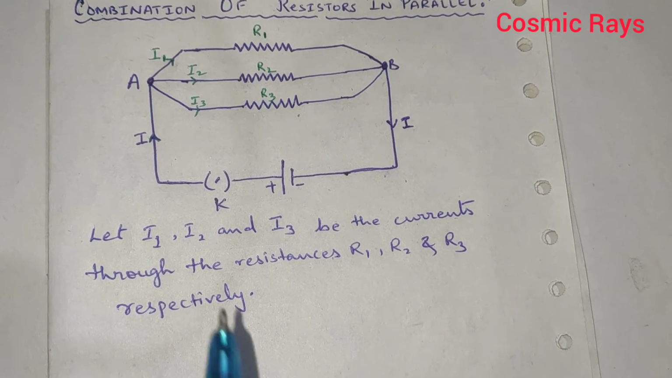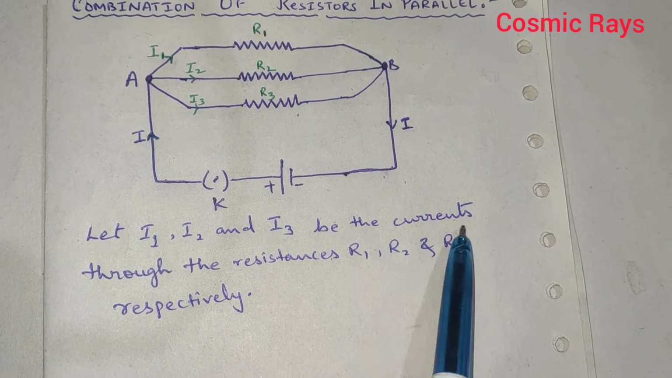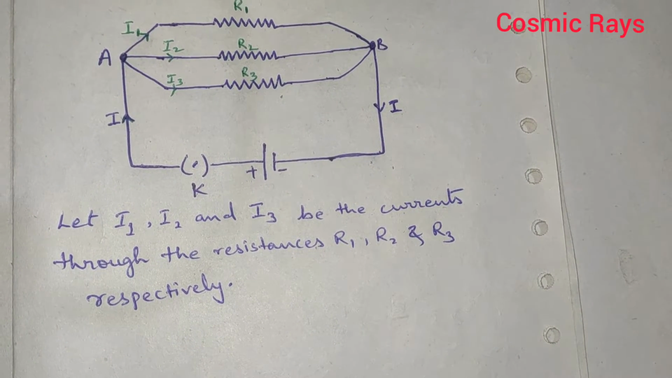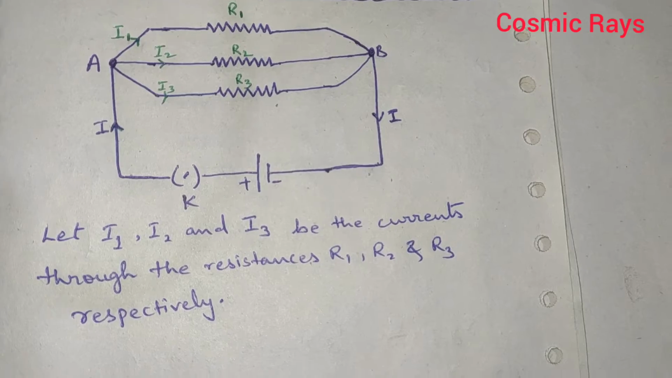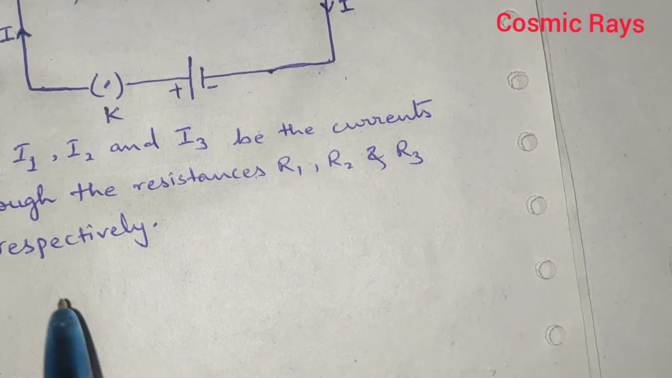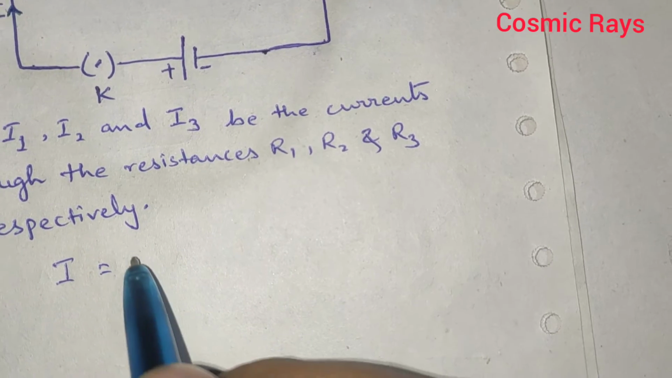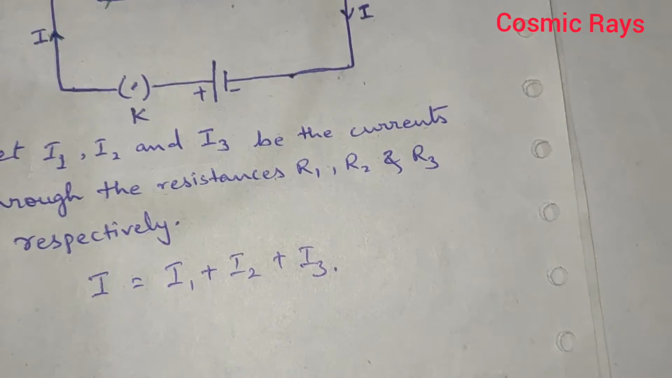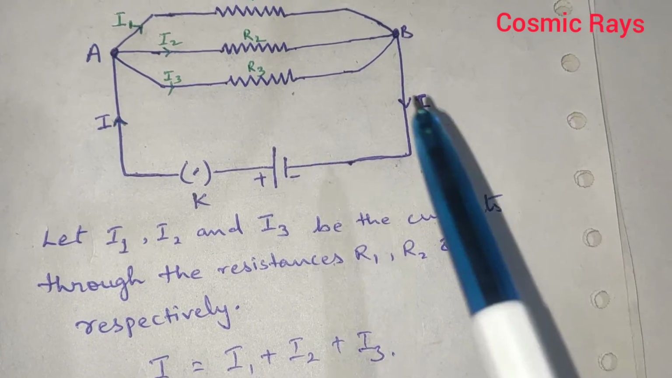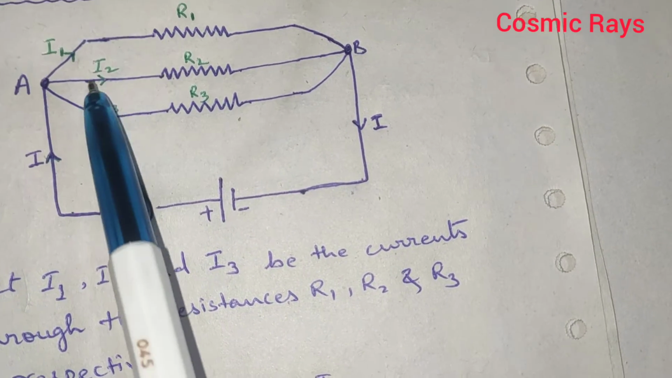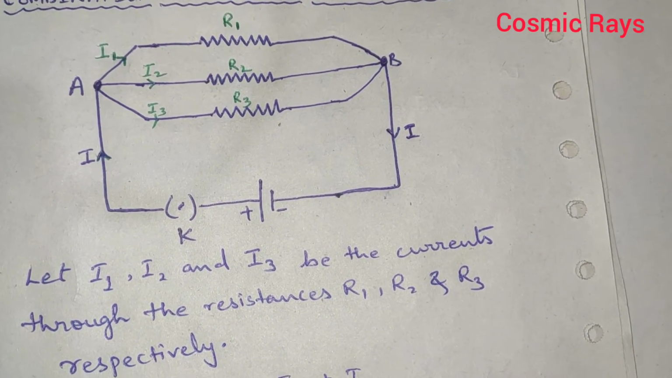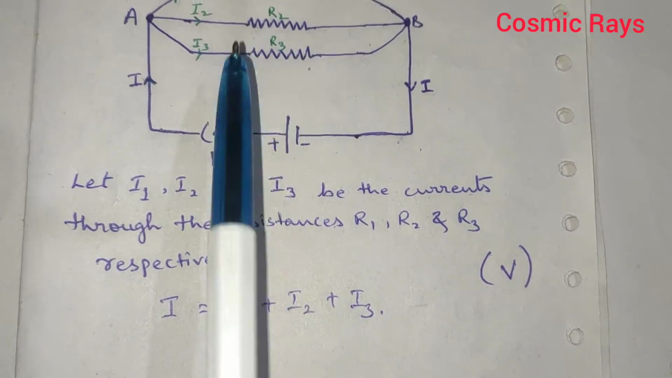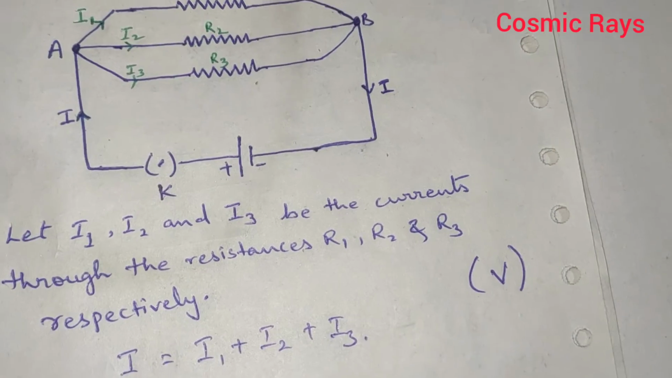So here we have written that let I1, I2 and I3 be the currents flowing through the resistances R1, R2 and R3 respectively. Now the total current that is being drawn from the battery would be given by I is equal to I1 plus I2 plus I3. Please remember that in parallel connection of the resistances, the current gets divided, but the potential difference, that is V, will remain same for all the three resistances.